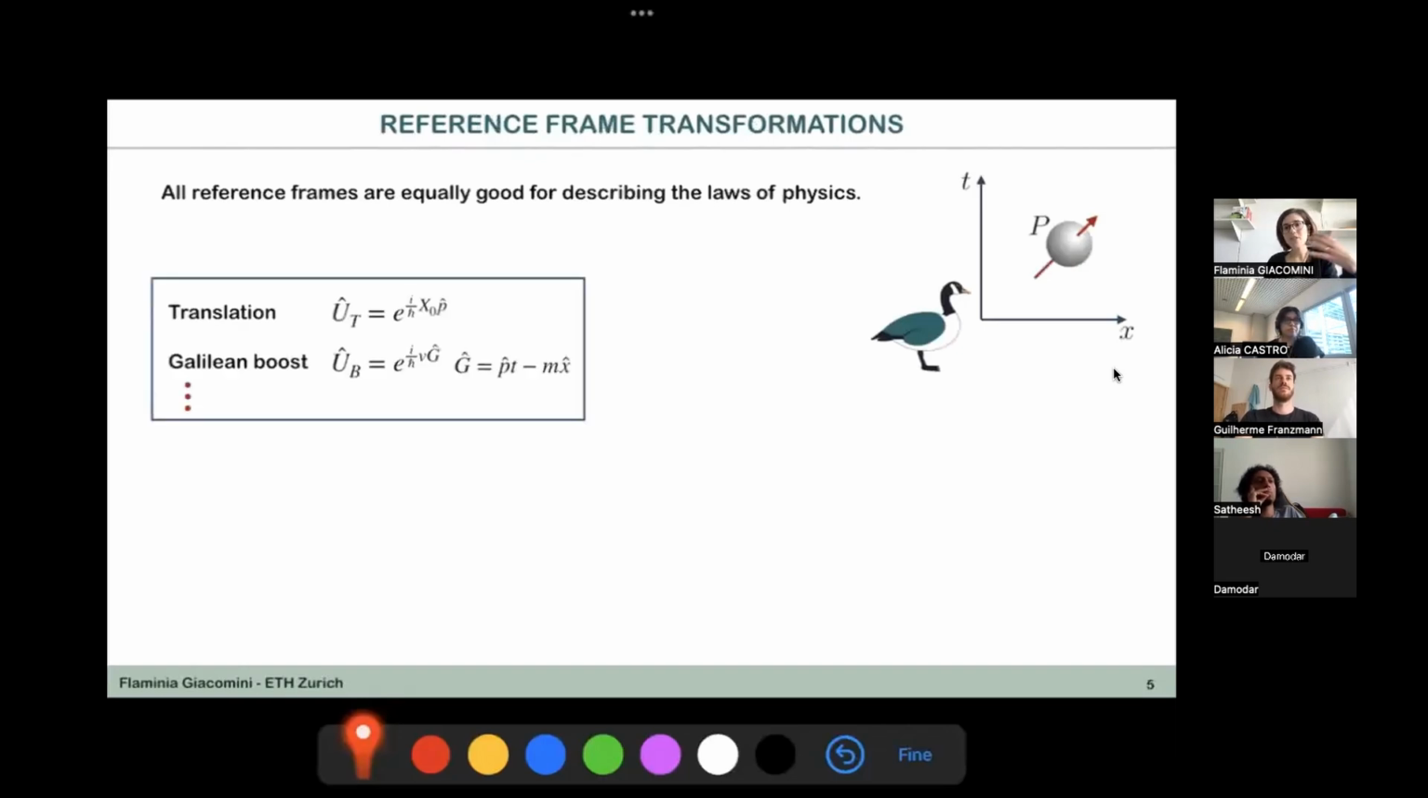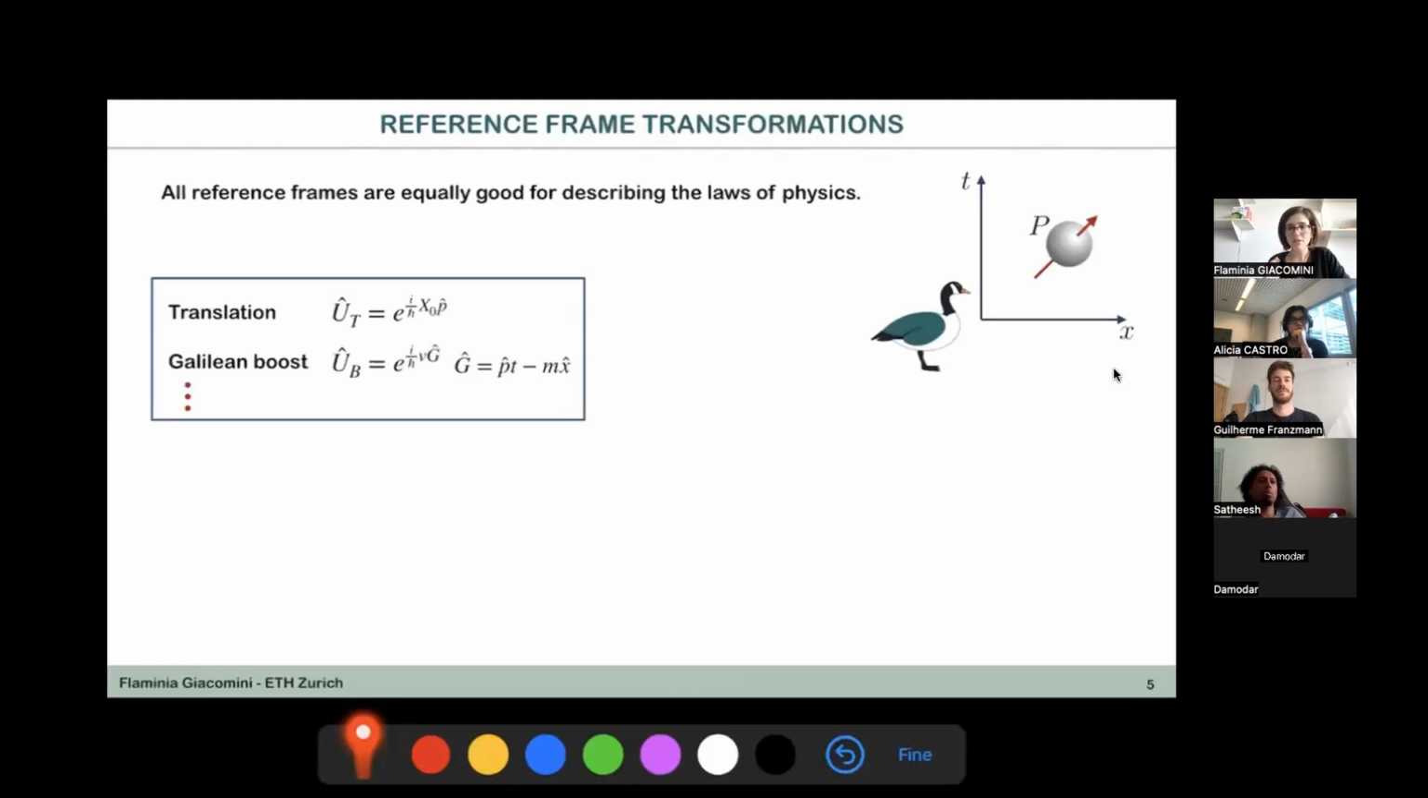And now imagine that we are in quantum mechanics and we want to do a reference frame transformation. For instance, we can perform a translation or a Galilean boost. These are usually represented as unitary operations, where you see this exponential with x0 and the p operator. The p is the generator of translations. And the Galilean boost, analogously, is an exponential of v and the G operator. This is the generator of the boost that has this representation here.